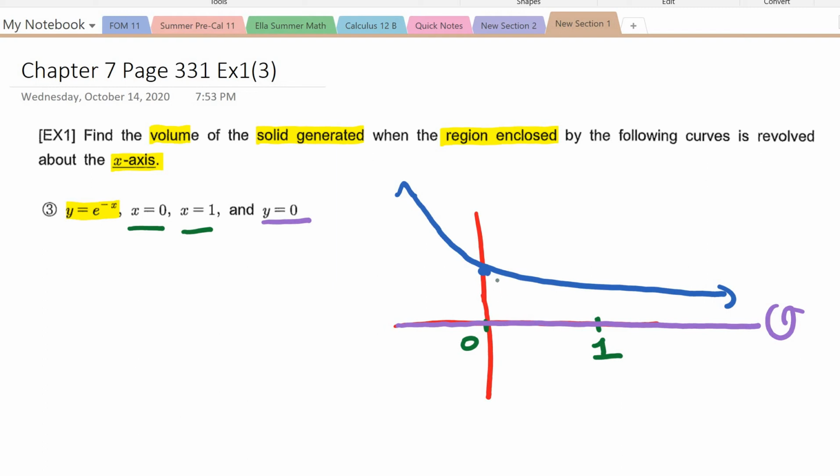And this green region, that's the region that's going to be rotated around the x-axis, which is highlighted by that purple line. All right, so let's take a look at a few more visuals to see what kind of shape is being generated here, and then we will go ahead and calculate the volume of that shape using the disk method.